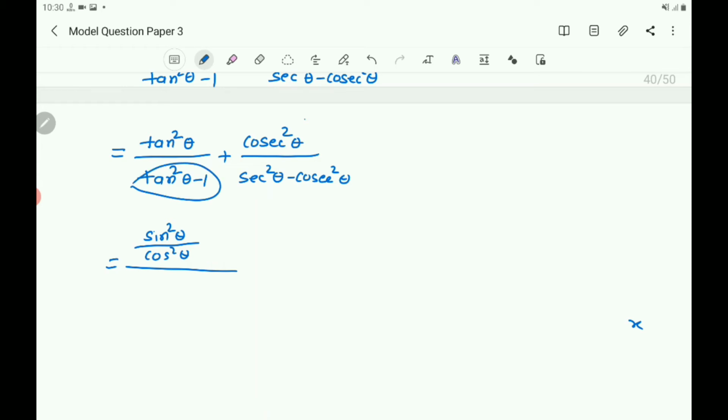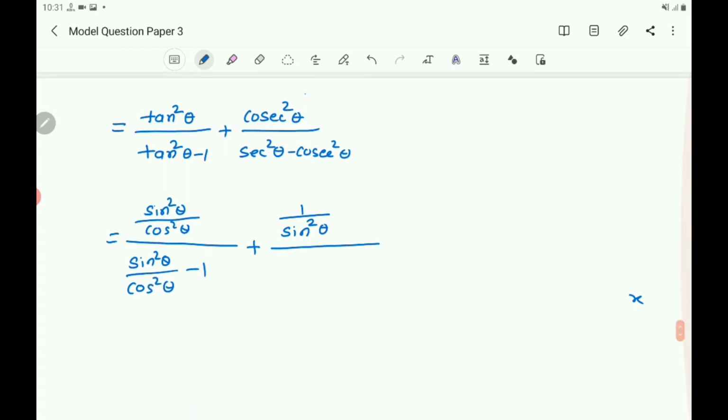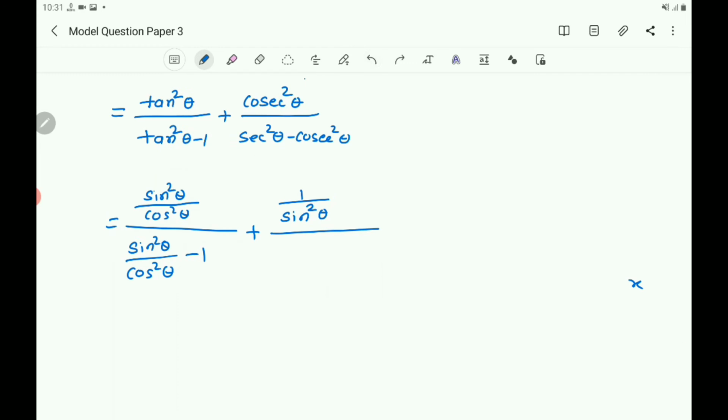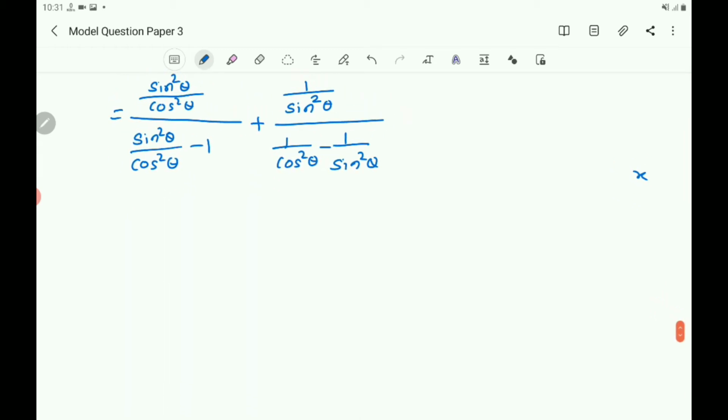Here also you write tan square theta is sin square theta by cos square theta minus 1 plus, then also you express cosec square theta in terms of sin square theta. You know that cosec theta is the reciprocal of sin theta, so cosec theta is 1 by sin theta, therefore cosec square theta is 1 by sin square theta, and you write secant square theta, that is the reciprocal of cos, that is 1 by cos square theta, minus cosec square theta is 1 by sin square theta, that equals.